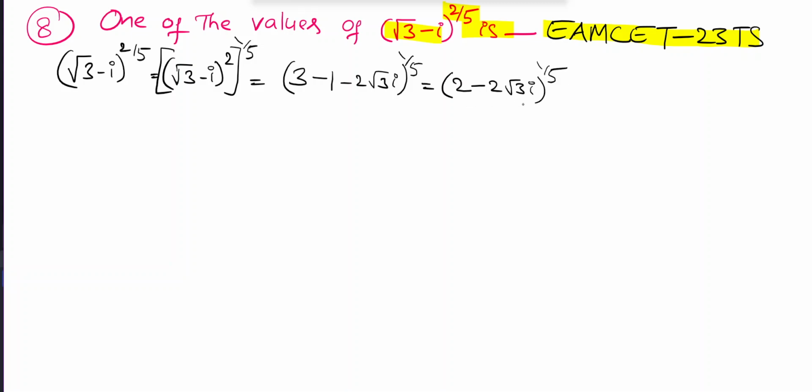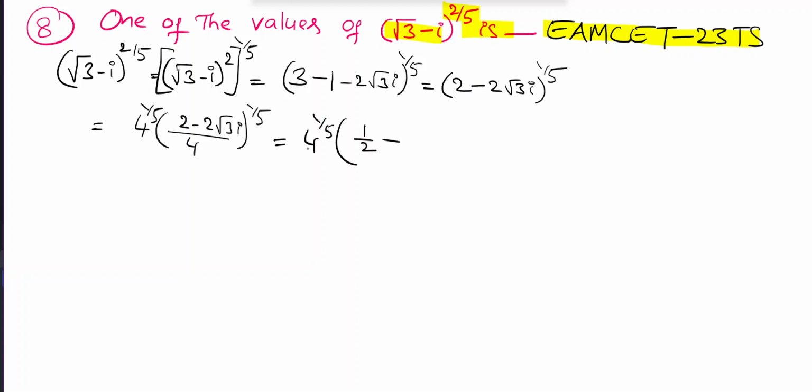Now this is written in the cos theta plus i sin theta form. So multiplying and dividing by 4, that is 2 minus 2 root 3 i whole to the power of 1 by 5. This is also 4 power 1 by 5 into 2 by 4, which is 1 by 2, minus 2 root 3 by 4, i, whole to the power of 1 by 5.